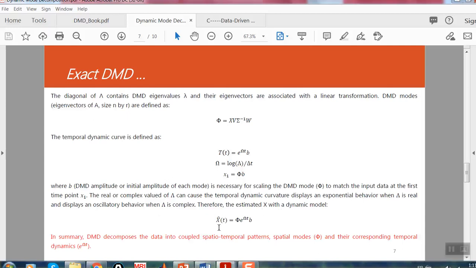And then finally we said that x hat, the estimate, lets us reconstruct the data again. As you see, we can reconstruct data by using the principal components of PCA. We can reconstruct the data by using the eigenvectors and eigenvalues of SVD, and also using ICA methods. Here again, we can reconstruct data by eigenmodes and temporal parameters. In summary, DMD decomposes the data into coupled spatio-temporal patterns: spatial modes phi and their corresponding temporal dynamics.